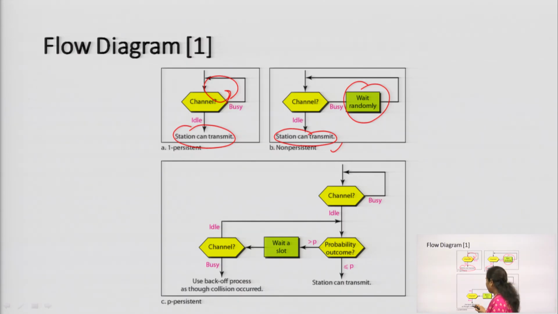Whereas, if we are talking about the p-persistent method, the channel is checked for whether it is idle or busy, and it will wait for a slot, and then the probability of outcome comes in. If it is greater than p, then it will wait. If it is less than or equal to p, then it will transmit the data. So, this is the p-persistent method. These are the different types of persistent methods: one-persistent, non-persistent and p-persistent.